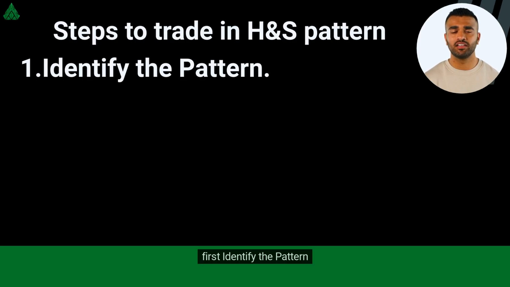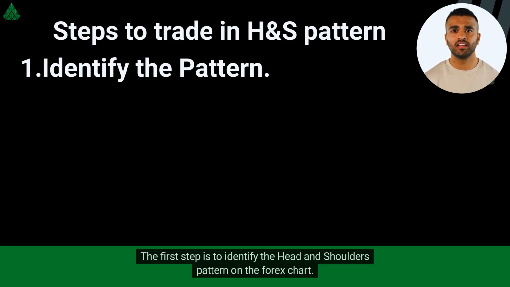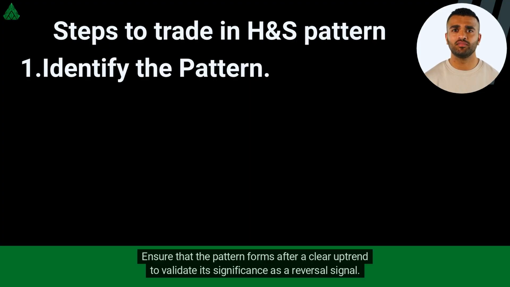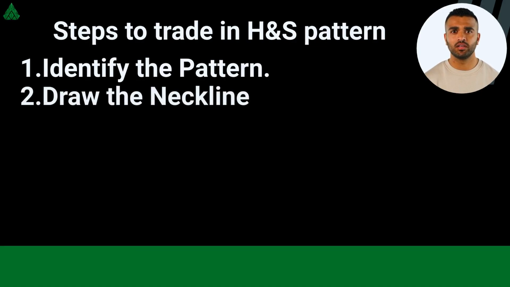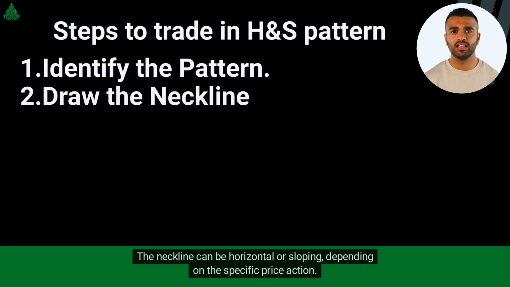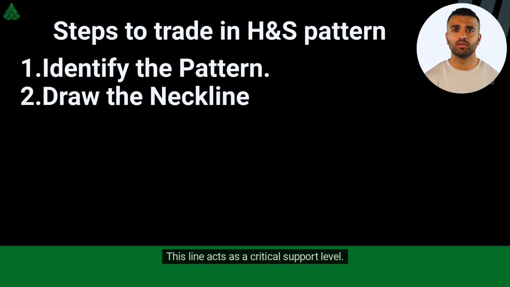First, identify the pattern. The first step is to identify the head and shoulders pattern on the Forex chart. Look for the characteristic three peaks with the middle peak, the head, being the highest. Ensure that the pattern forms after a clear uptrend to validate its significance as a reversal signal. Draw the neckline. Once the pattern is identified, draw the neckline by connecting the lows of the troughs between the shoulders and the head. The neckline can be horizontal or sloping, depending on the specific price action. This line acts as a critical support level.